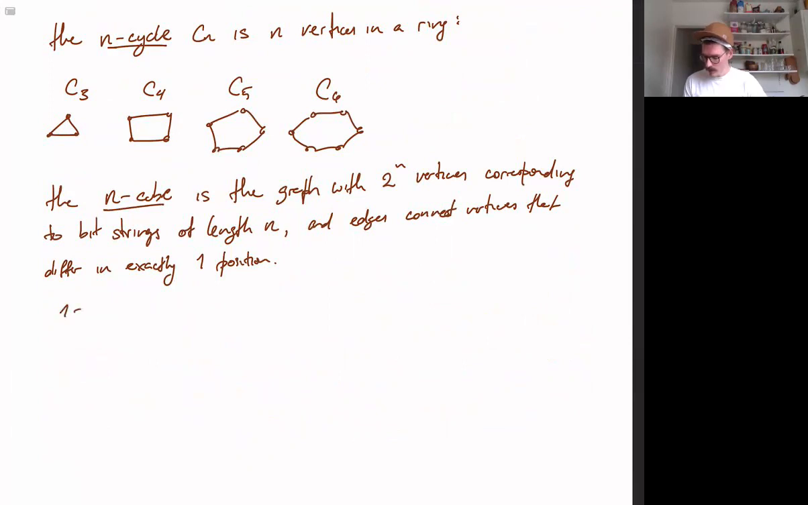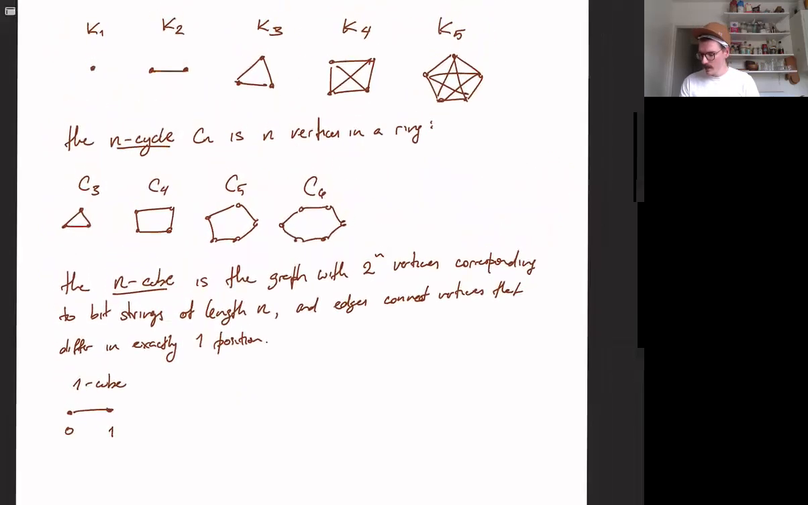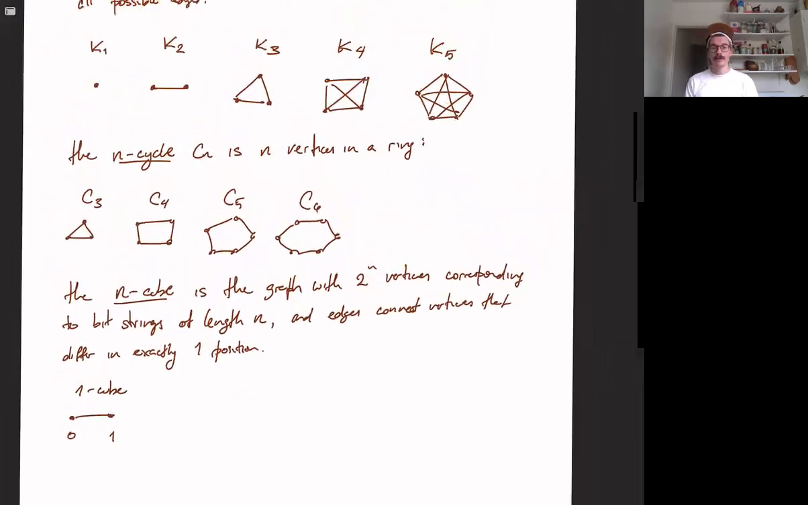So the 1 cube has 2 vertices corresponding to the bit strings of length 1, and they differ in exactly one spot, so they are connected by an edge. And just to move back to these ones, this happens to be K2.